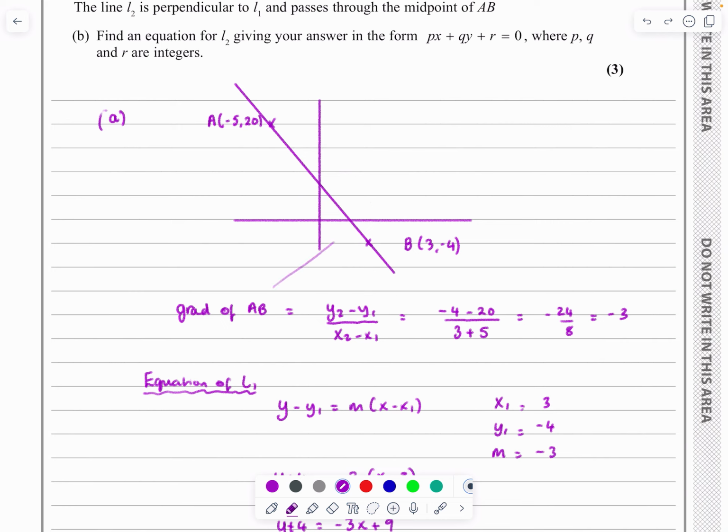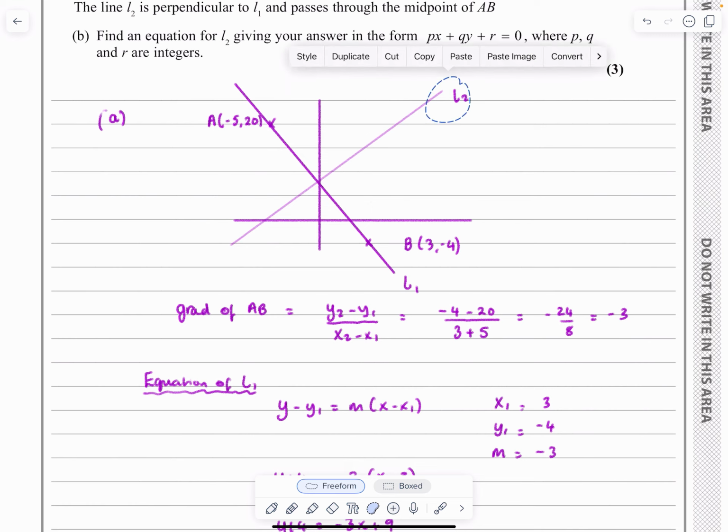Okay, so perpendicular to L1, this is L1 by the way, L2 is going to be going at 90 degrees to it, and it says it also passes through the midpoints. Okay, so that's not quite in the right place. It's going to be here somewhere in the midpoint of A, B.